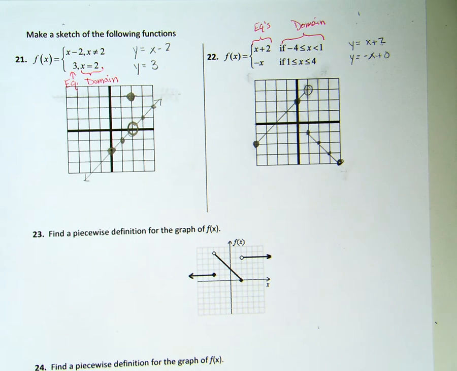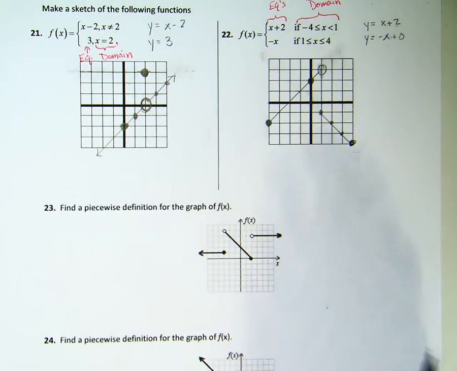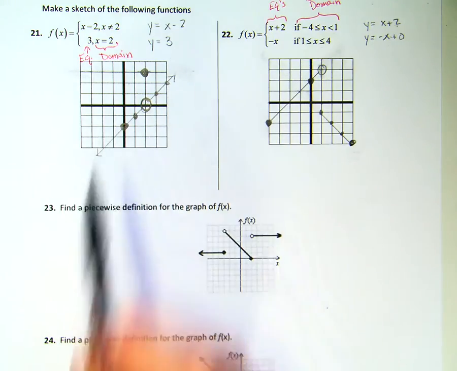All right, folks, the last type of problem we're going to look at is writing the equation. We have the graph. We want to know what the equation is. So basically the opposite of what we've just done here.